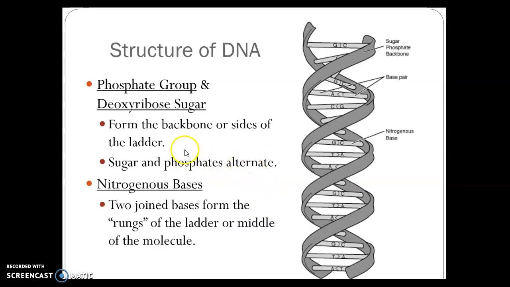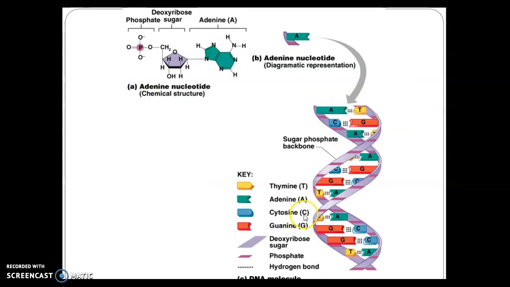So structure of DNA, you have that phosphate group, and then the deoxyribose sugar, and the nitrogenous bases, which are the A, T, C, and G, we see in the middle. So here's the sugar phosphate backbone. There's the nitrogenous bases in the middle. Alright, so here's a little better picture of it. Adenine nucleotide. Here's the phosphate group. Here's the deoxyribose sugar, and here's adenine, the nitrogenous base off the side.